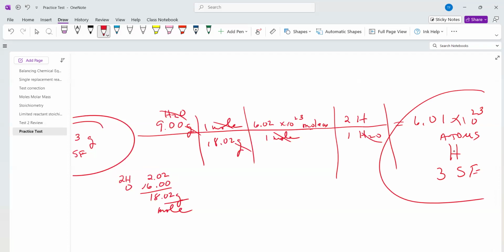Problem, if you forgot to do the very last step, the two H's over 1 water, I gave you partial credit. But just read these carefully.